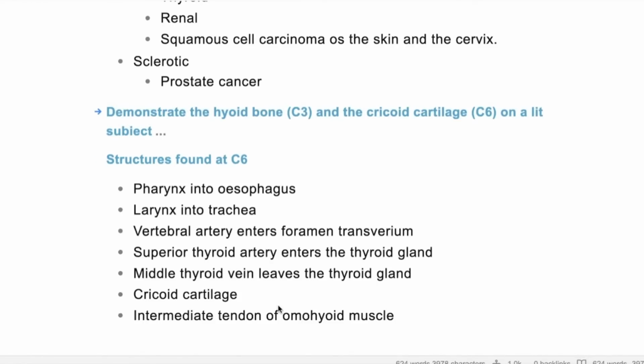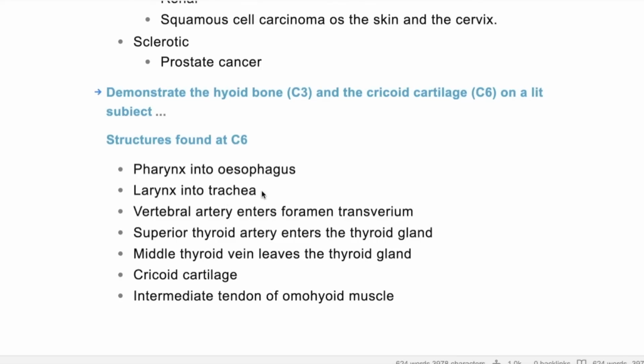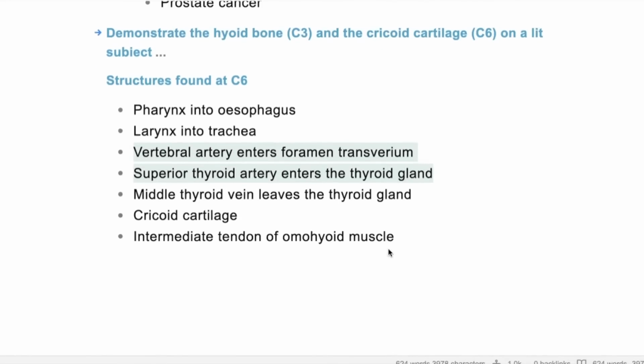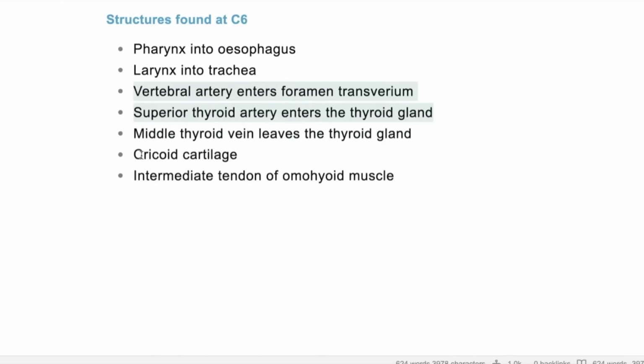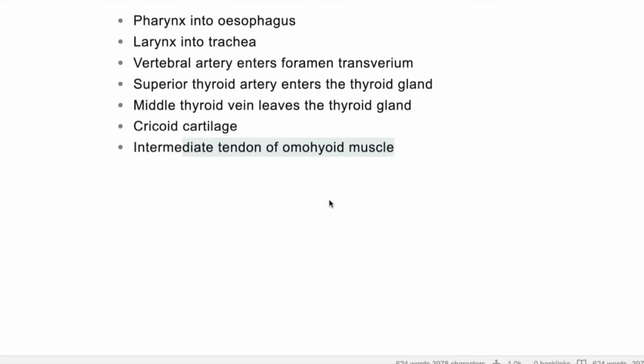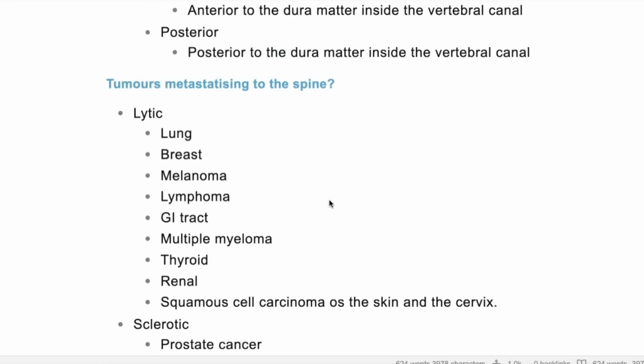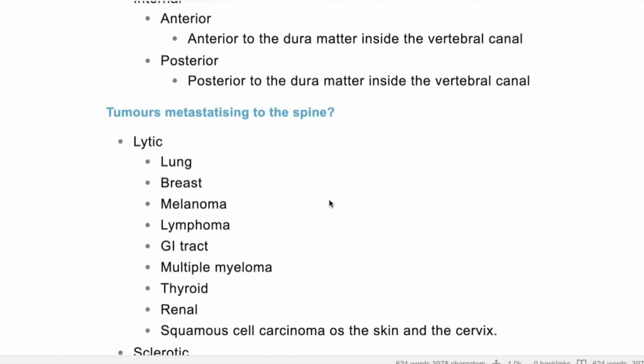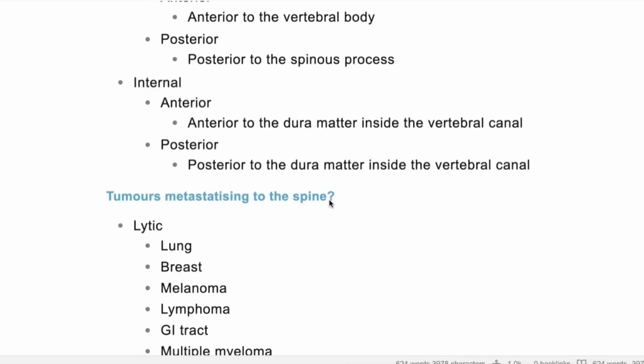So it's all right. You've said enough at this point, but I'm just going to correct you a little bit. We have the pharynx and larynx at this level: pharynx into esophagus, larynx into trachea, and you have some arteries. The vertebral artery enters the foramen transversarium at C6, and the superior thyroid artery enters the thyroid gland. The middle thyroid vein leaves the thyroid gland, and there is the cricoid cartilage and the intermediate tendon of omohyoid muscle. All right, I think you covered most of them. It was just the artery and vein. The middle thyroid vein leaves the gland, and the superior thyroid enters the gland. All right. Good. So that is the spine.